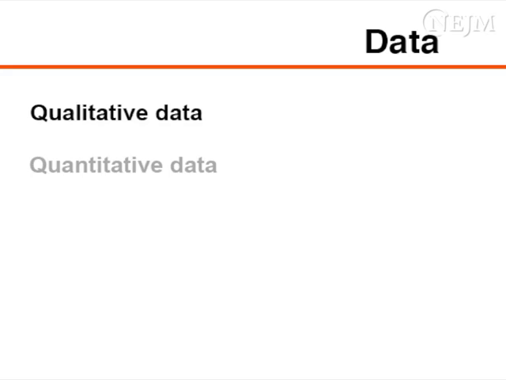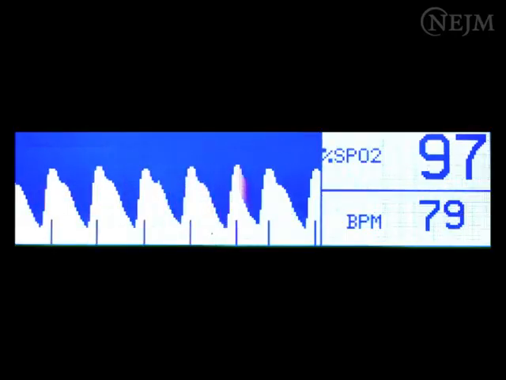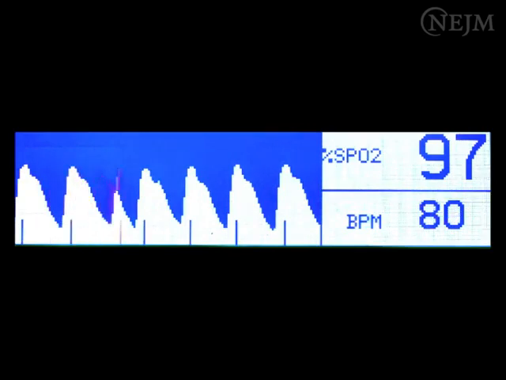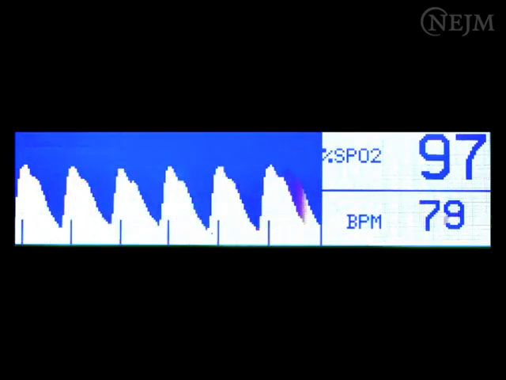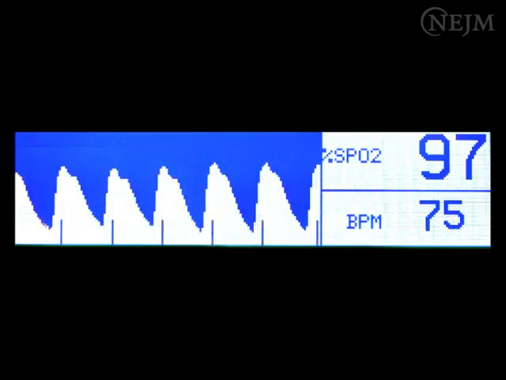Pulse oximetry provides both qualitative and quantitative data. The qualitative data are obtained through the sounds emitted by the pulse oximeter. These sounds correlate with the level of oxygen saturation. A higher pitch indicates higher oxygen saturation, and a lower pitch warns of decreasing oxygen saturation. The pulse oximeter provides quantitative data through the display of a pulsatile waveform that corresponds to the flow of arterial blood. The numbers displayed indicate the hemoglobin oxygen saturation and the pulse.